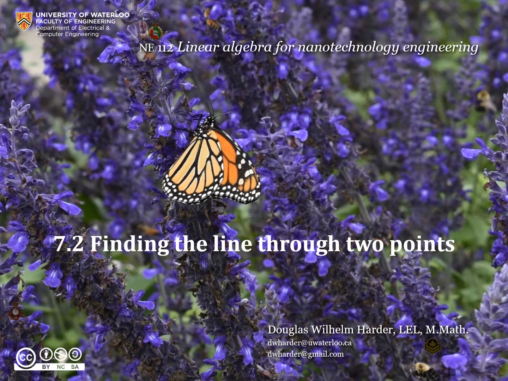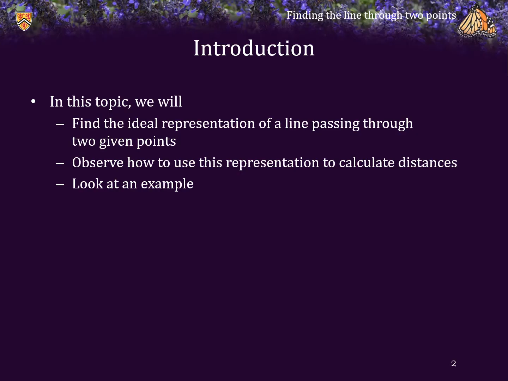We're going to discuss finding the ideal vector representation of a line through 2 points. So in this topic, we will find the ideal representation of a line passing through 2 given points. We will observe how to use this representation to calculate distances, and we will be looking at an example.